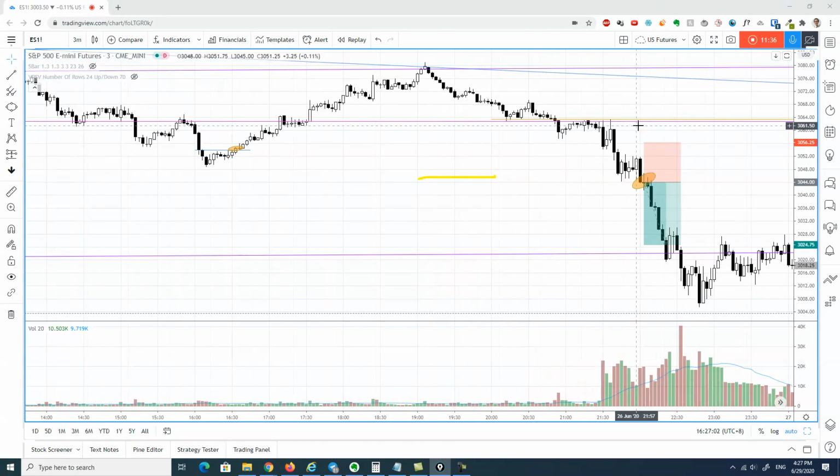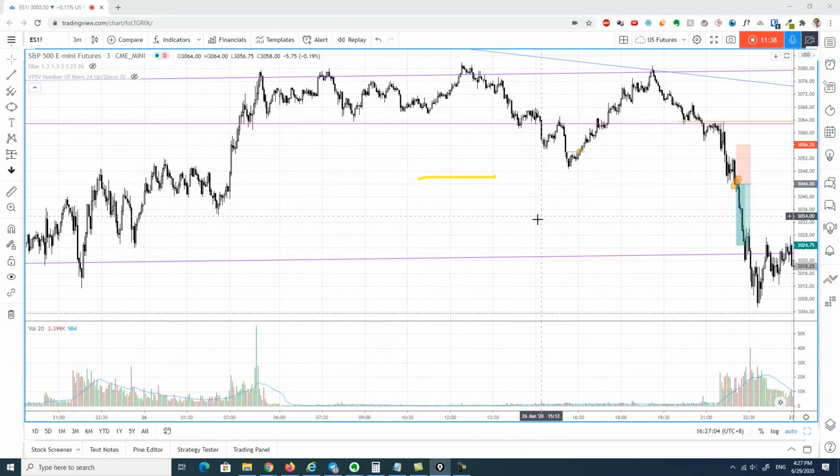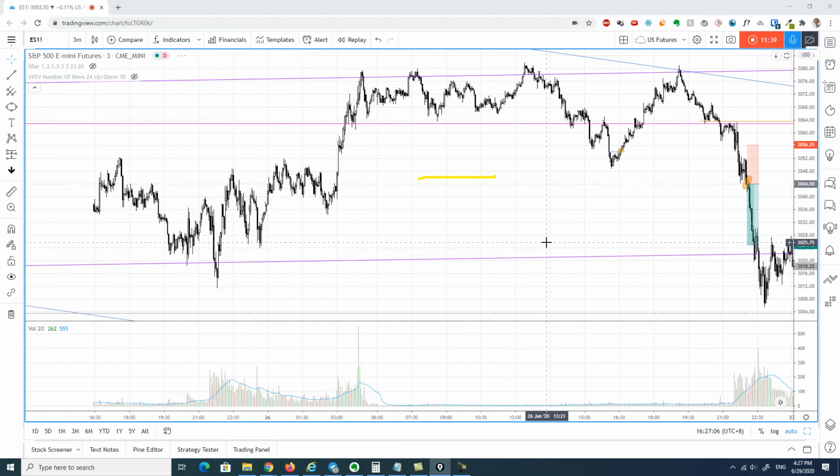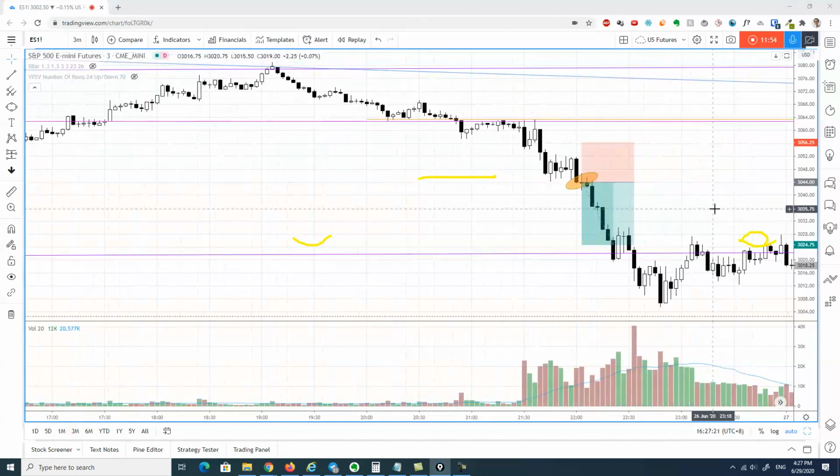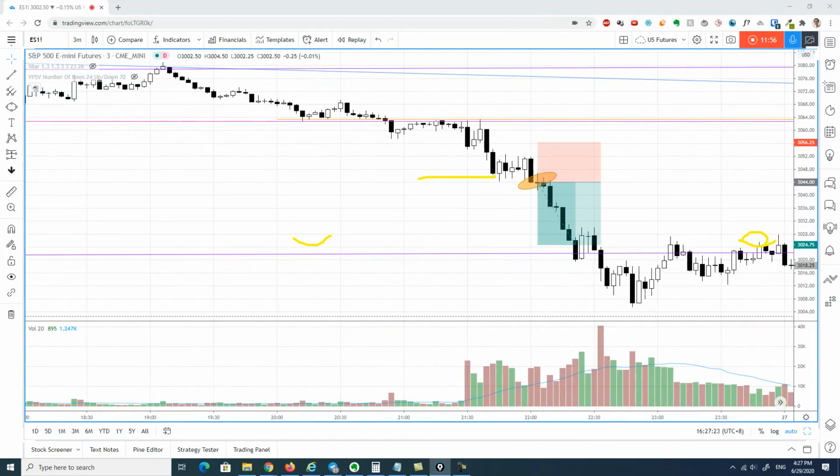And my exit was actually somewhere near the swing low. You can see that this is the prior swing low. So there's a swing low here. I use a limit order to just exit my trade there. So that's my exit. All right. So entered it here and then exited there.